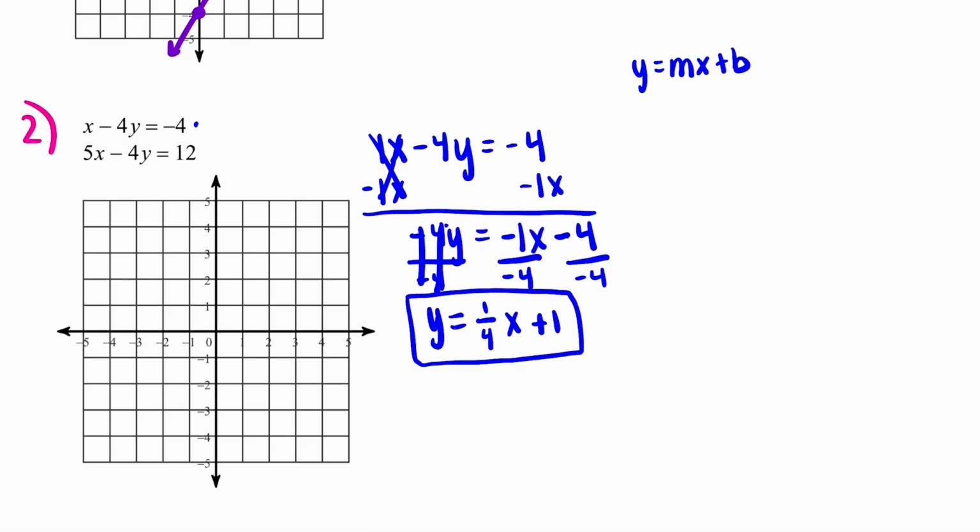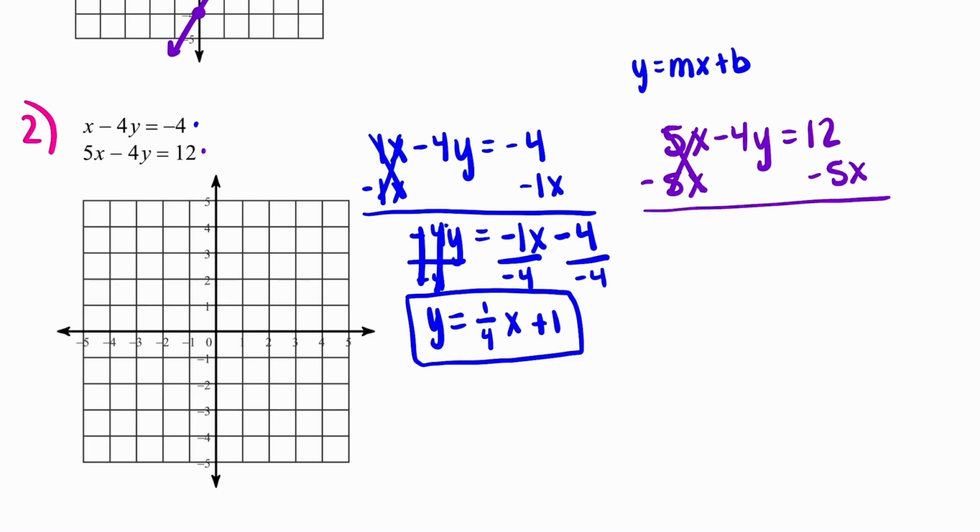Now let's get y alone on our second problem. Same process. Move over the x. It's a +5x, so I'm going to subtract it. So those go away. -4y equals -5x, and that 12 is a positive, so we're going to say +12. If it was a -12, it would have a minus sign in front of it.